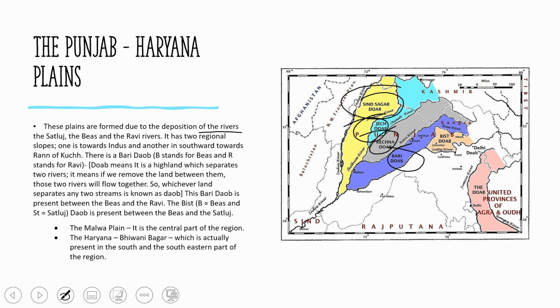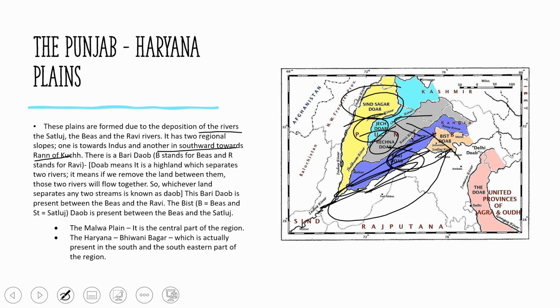Okay. So it has two regional slopes. One is towards Indus, and another is southward towards Rann of Kutch. And the Rann of Kutch area is in Rajasthan and Gujarat areas and all.